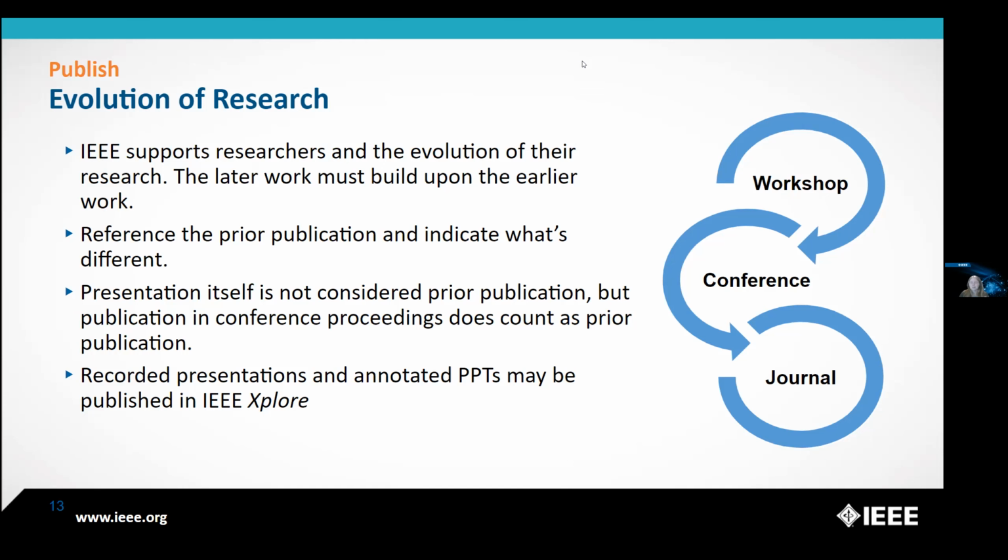Rule of thumb at IEEE is typically that a paper should be about 60% different from the conference paper. And it's important to note that presentation at a conference is not considered prior publication, but publication in a conference proceedings does count as prior publication. So again, you need to cite it, explain the differences, and have something new to present.